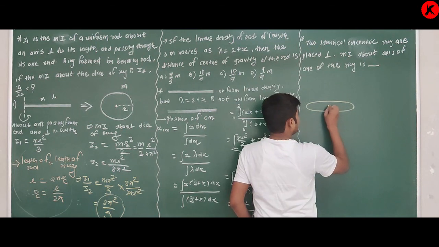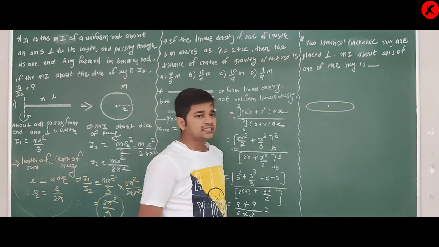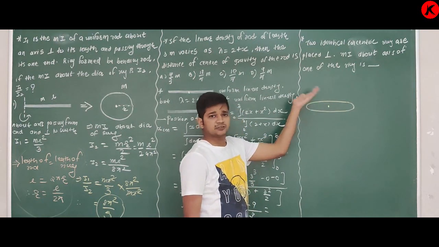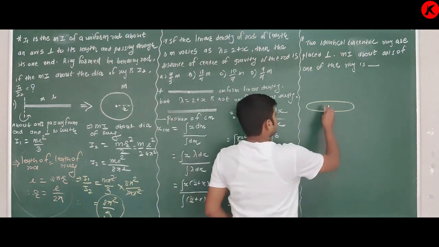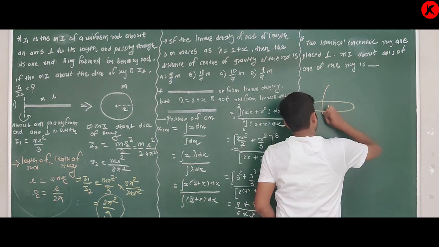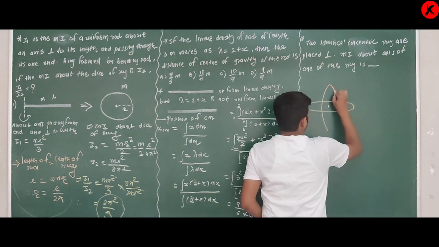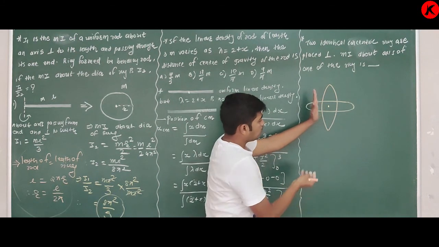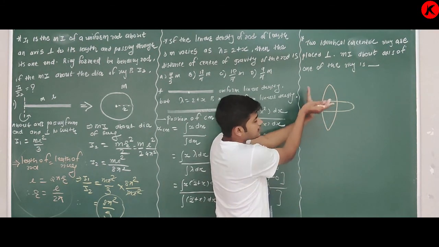Like this. It is its center. Okay, it means it is in this plane actually. This ring is placed like this, and another ring is placed like this, vertical. One horizontal and one vertical.